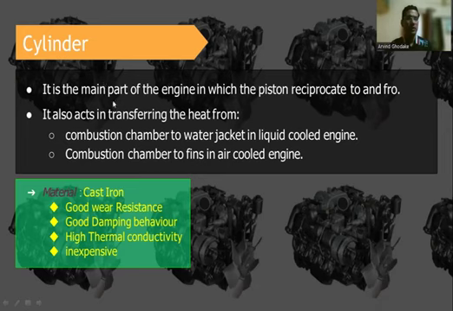Then the material for the cylinder. Cast iron is the most suitable material for the cylinder because of the following properties. It has good wear resistance. It has good damping behavior, that is, it can absorb shocks. It has high thermal conductivity, and it is somewhat inexpensive compared with other materials with these properties. Therefore, because of these properties, cast iron is the material used for the cylinder.